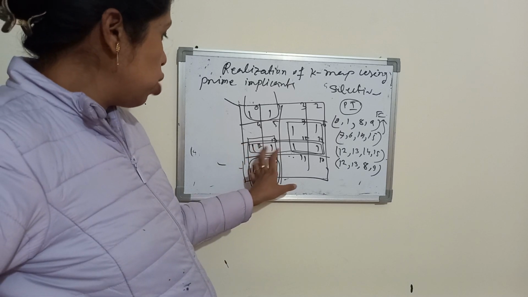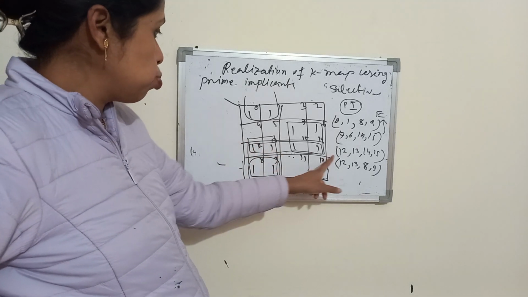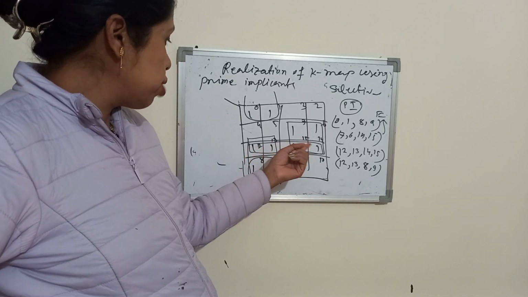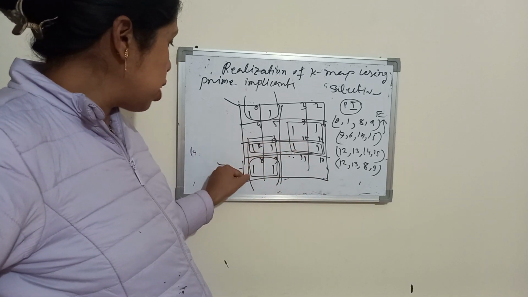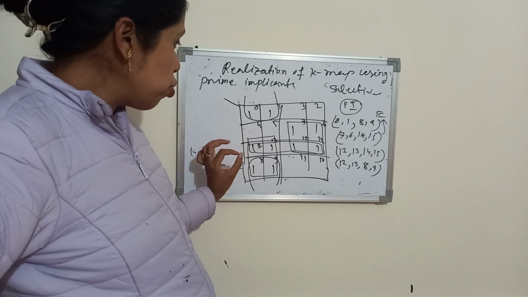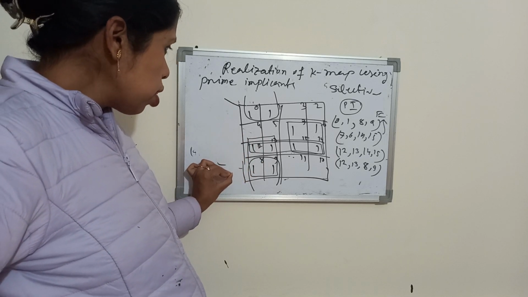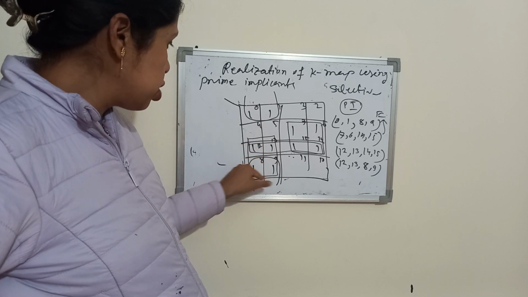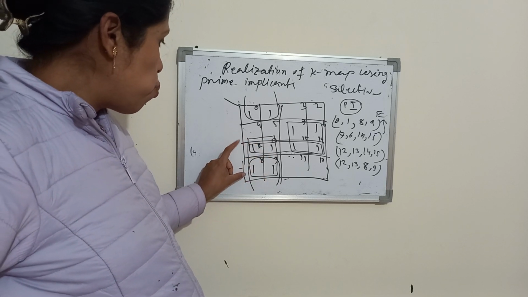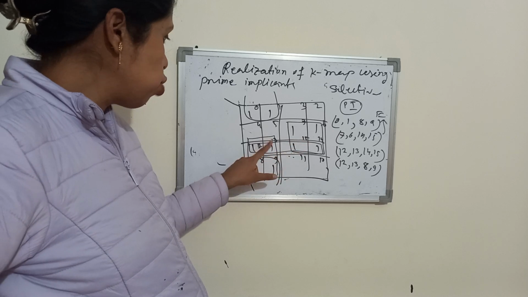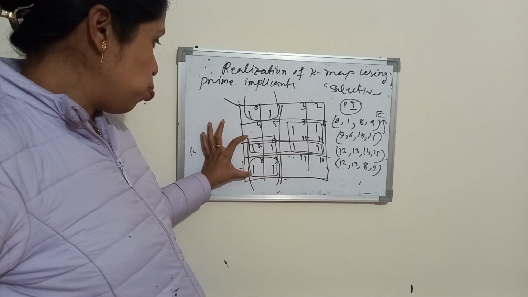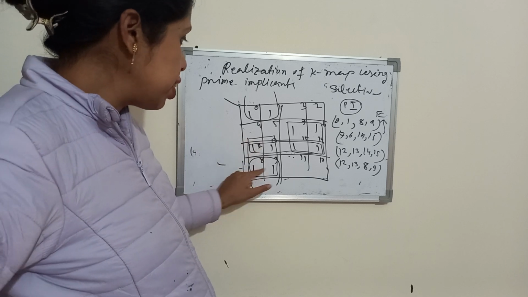Suppose we consider both the groups, 12, 13, 14, 15 and 12, 13, 8, 9. Now we can see that 12, 13 is already covered by this group, 12, 13, 14, 15. And 12, 13 is already covered by this group, 12, 13, 8, 9.